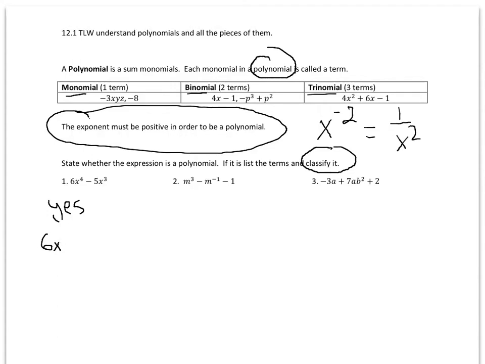That didn't go very well. Apparently I can't write a 4. There we go, 6x to the fourth. The next term, negative 5x to the third. So now, are we done? No. Again, double check directions before you move. And it says list the terms and classify it. Well, how many terms do we get? 2. So what type is that? It's a binomial.